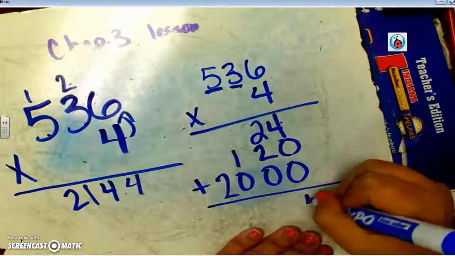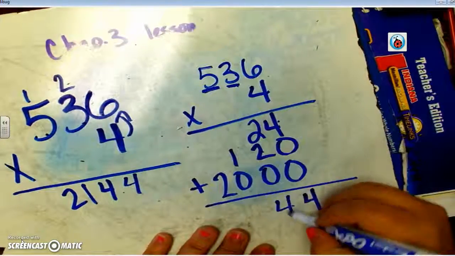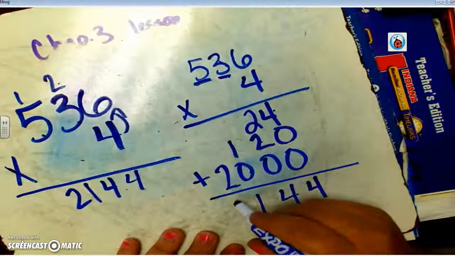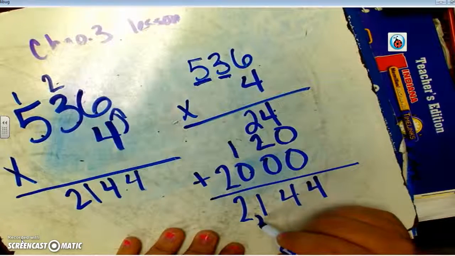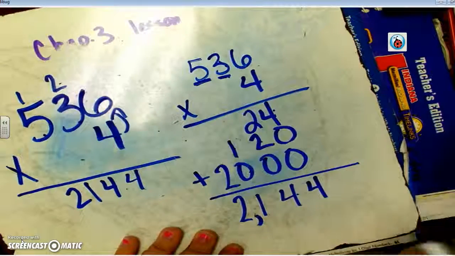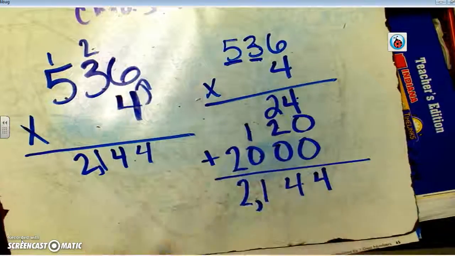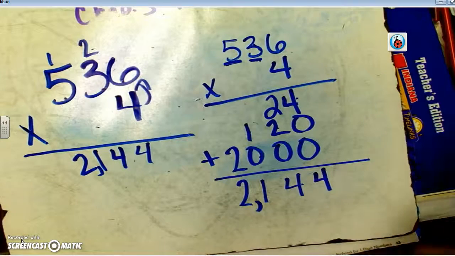4 plus 0 is 4. 2 plus 2 plus 0 is 4. Plus 1 plus 2. 2 plus 0 would be 2, so it'd be 2,144. Notice our answers are the same. Silly me, I forgot my comma. How could I forget my comma?